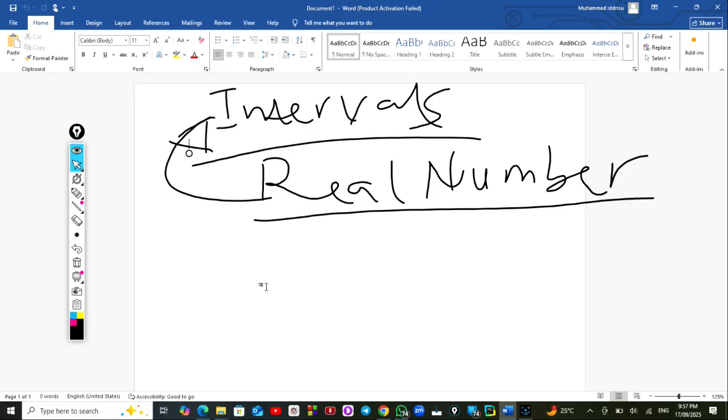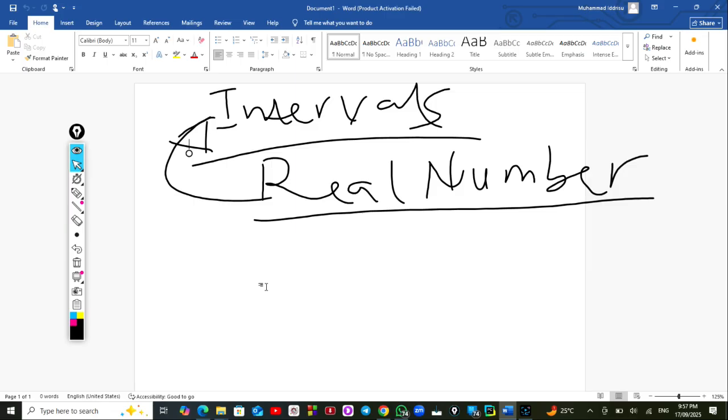In this video we are going to look at the real number system, and we will see which of the sets in the real number system we can represent as an interval, as interval notation.